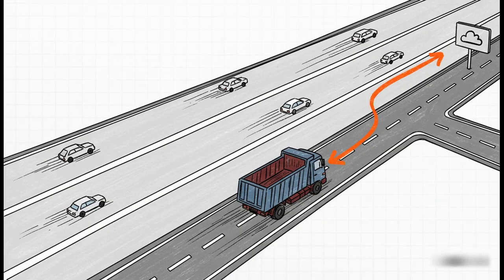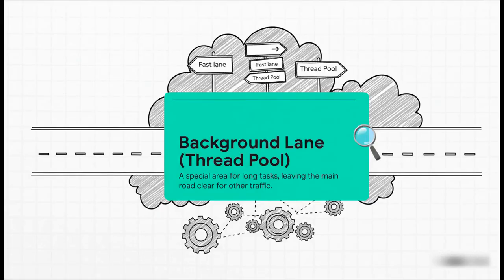So what about our big, slow truck? Well, the system is smart. It sees the truck coming and just diverts it. It moves it over to its own special lane so it doesn't hold anybody else up. And in the world of Node.js, that special lane has a name. It's called the thread pool. You can think of it as a crew of dedicated workers off to the side, ready to handle all the heavy, slow jobs. This keeps that main road, our main thread, totally free and clear for all the fast-moving traffic.